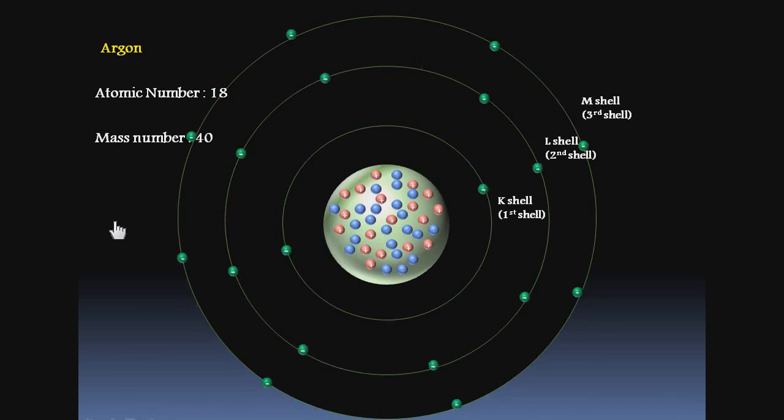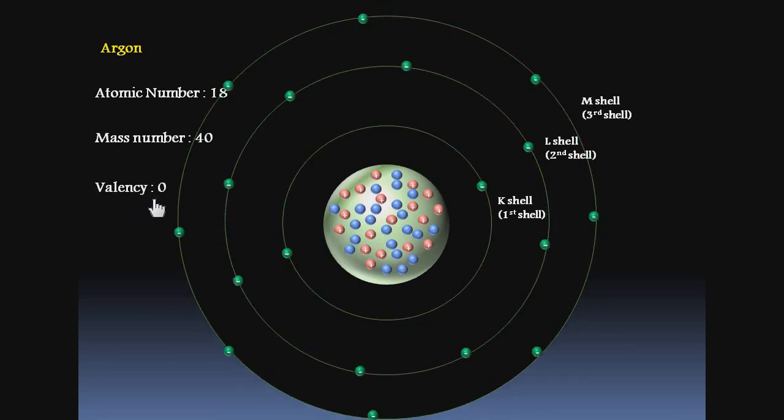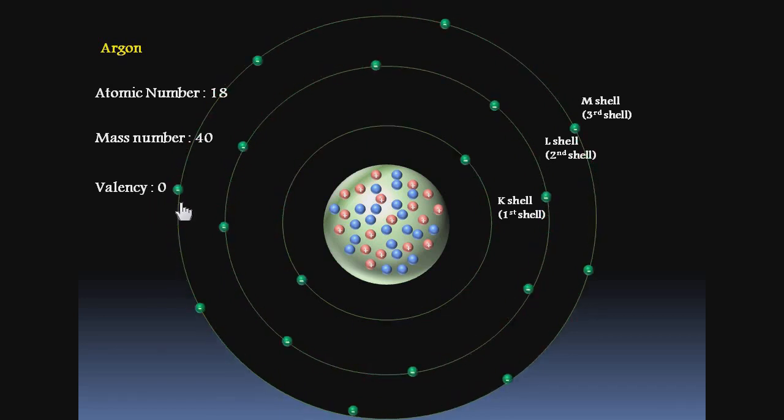8 is greater than 4. So valency is equal to 8 minus number of valence electrons. 8 minus 8 is 0. So argon has a valency of 0. That is why argon is a noble gas.